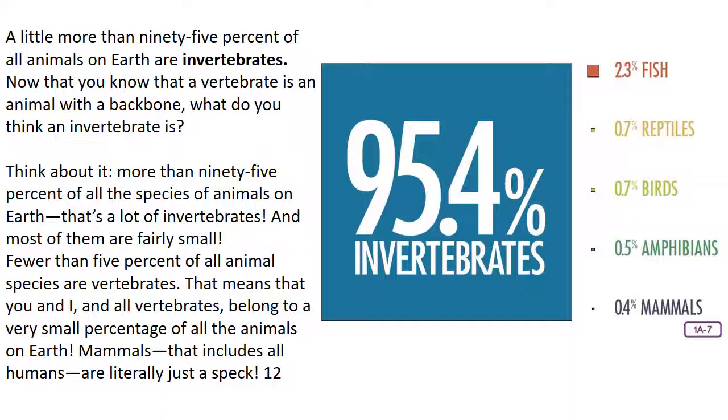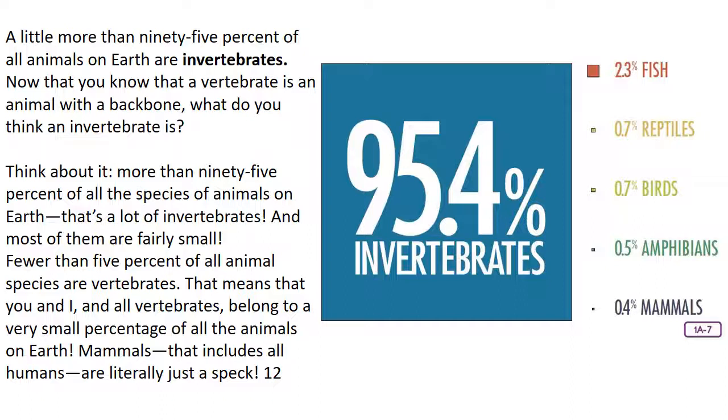Think about it. More than 95% of all animal species on Earth are invertebrates. That is animals without backbones. Most of them are fairly small. Fewer than 5% of all animal species are vertebrates. That means that you and I and all vertebrates belong to a very small percentage of all animals on Earth.